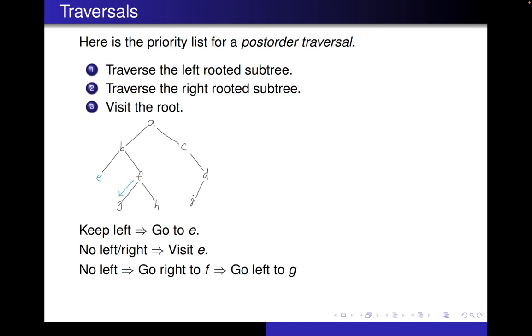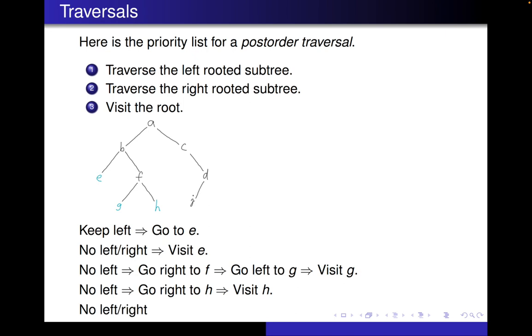And then once we're at F, we're going to go left again to G because that's our first priority. And at G, we can't go left or right, so we're going to visit G. Now we're going to go back up to F. We've traversed the left. Now we get to traverse the right because we're not going to visit until we can't traverse anything. We're going to go right to H, but at H, we're forced to visit H. And only now do we get to visit F because we can't go to the left or right. Now we go back up to subtree B.